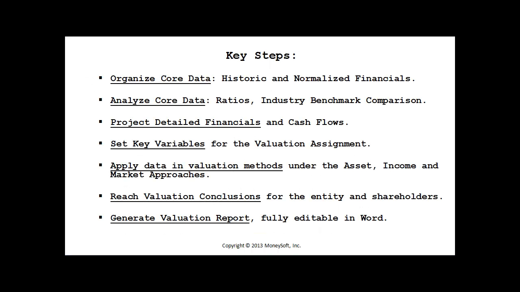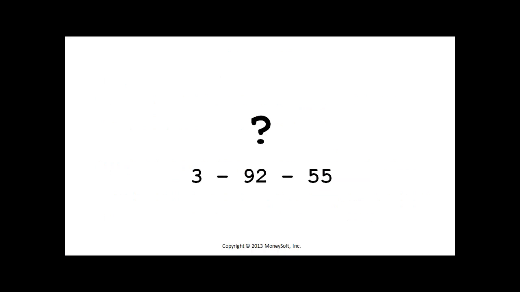These informational videos cover the key steps of normalizing and analyzing financial statement data, preparing detailed financial projections, setting up and applying the appropriate methods under the asset, income, and market approaches, and generating a credible and supportable business appraisal or valuation report. The remainder of this video will focus on the bigger picture, the process of reconciling value indications, developing an enterprise-level equity value, and reaching shareholder-level value for voting as well as non-voting interests, and with or without dilution.